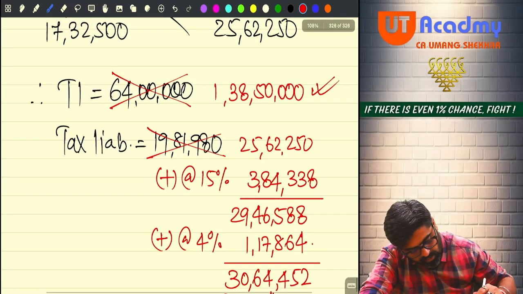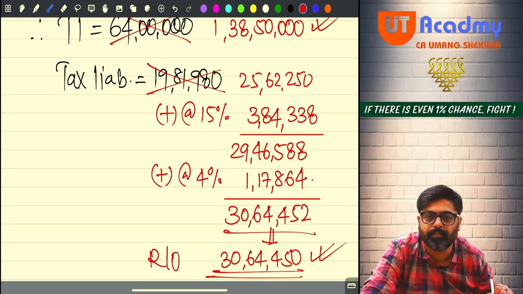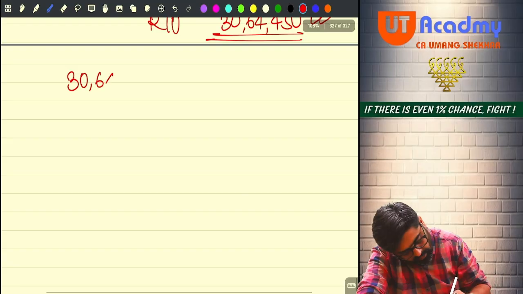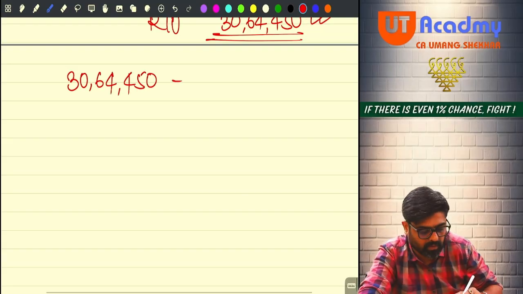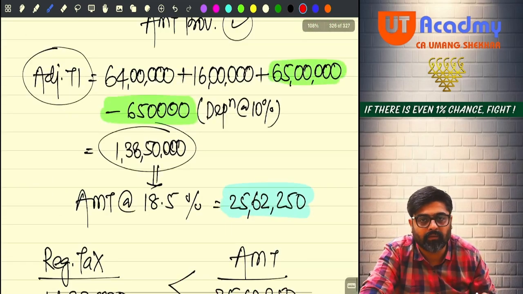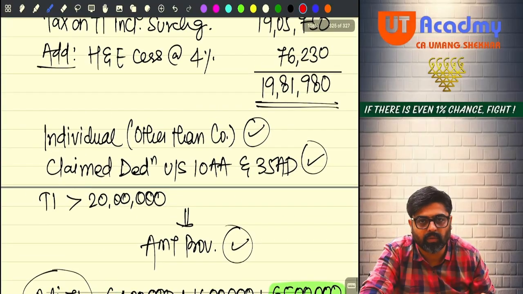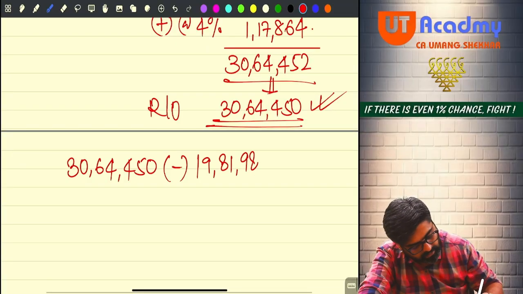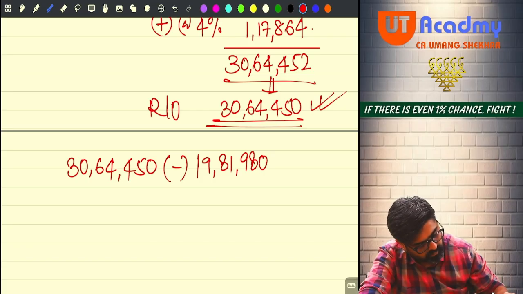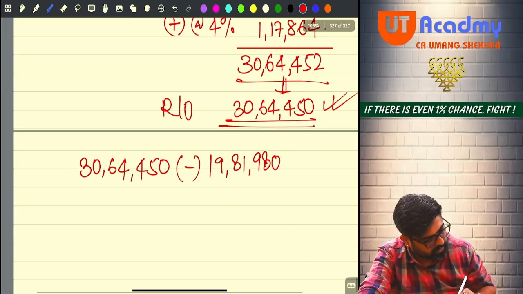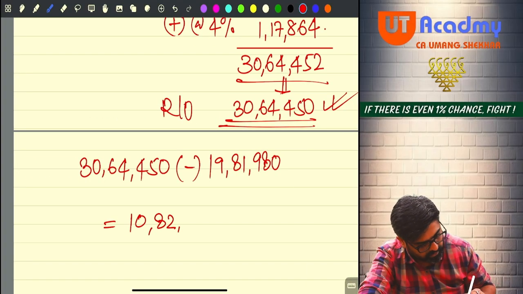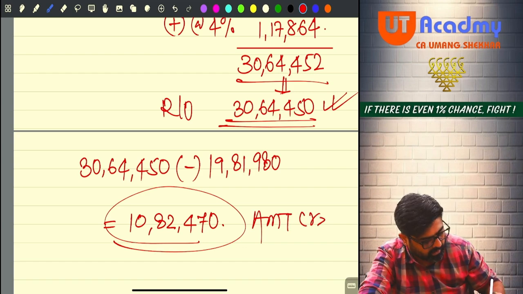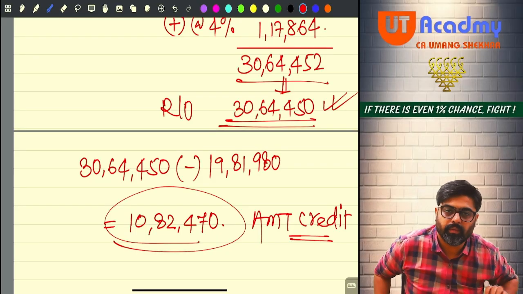Now your total income will be this much and your tax liability will be this much. How much amount is the government extracting from your pocket? 30,64,450, if AMT was applicable, yes or no? But if AMT was not applicable, how much would the government have extracted from your pocket? The government would have extracted only 19,81,980. So how much extra? It is 10,82,470. This is your AMT credit. Will you be able to calculate like this?